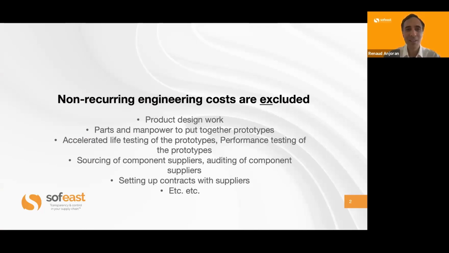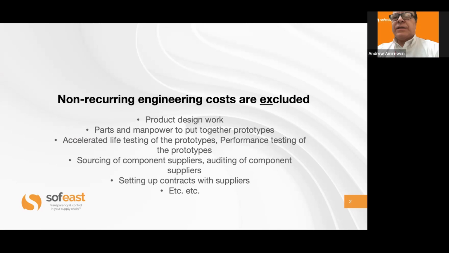So first, what is not included in the production unit cost is the one-time investment that usually is called non-recurring engineering. And it's more than engineering, actually. It's the non-recurring, call it investment to get your product ready to manufacture, right?